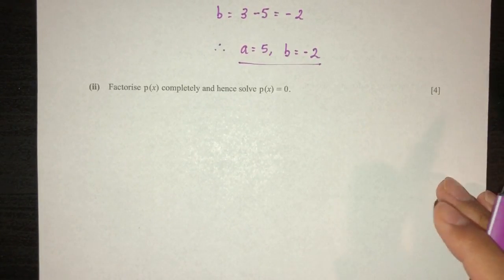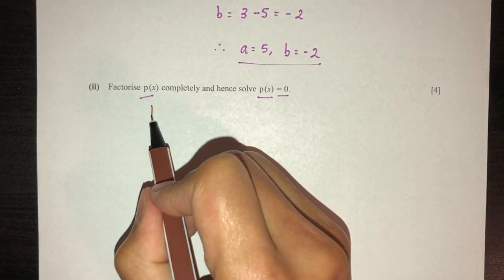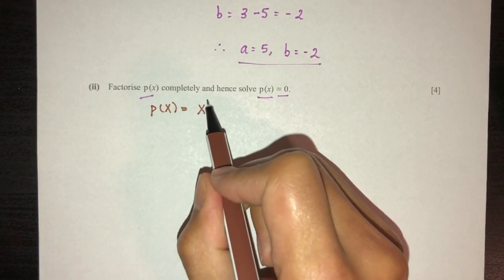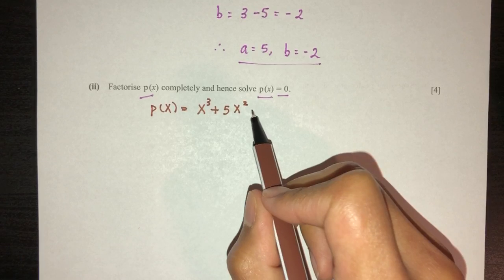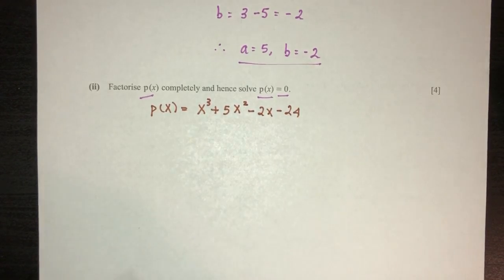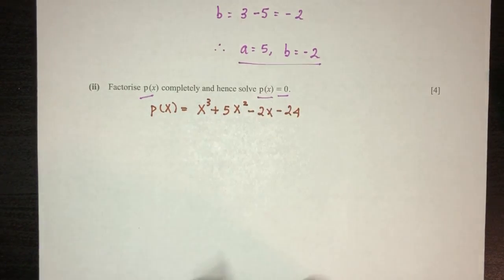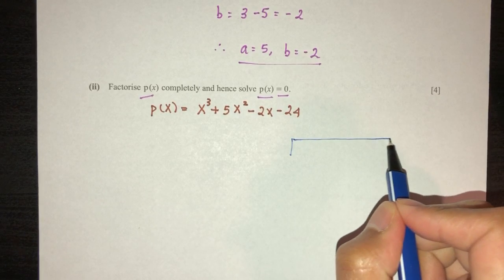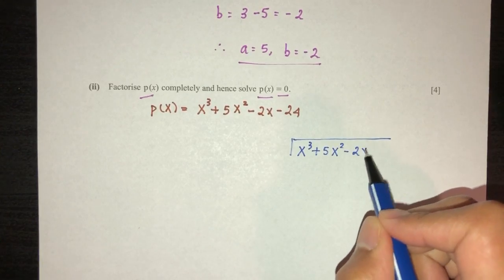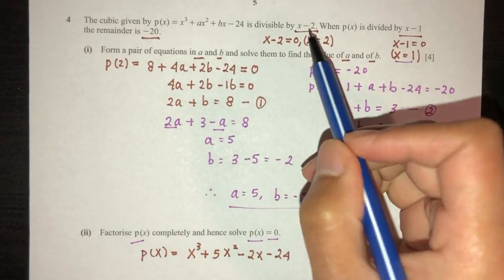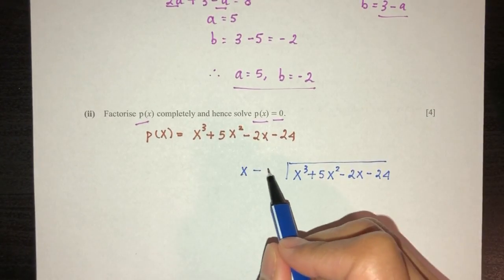Now for part 2, factorize p of x completely and hence solve this one. So pretty easy. Now we know how the function p of x is. p of x is equal to x cubed plus 5x squared minus 2x minus 24. So now we have to find the factors of this one. We can factorize it and then solve it. To find the factors, we can just do long division. We divide by x minus 2, because it says it is divisible by this.